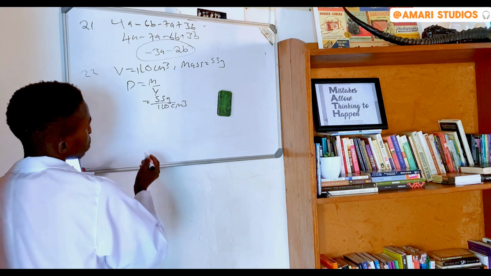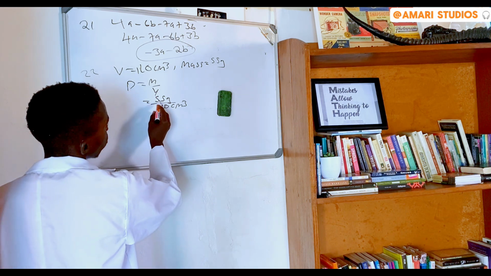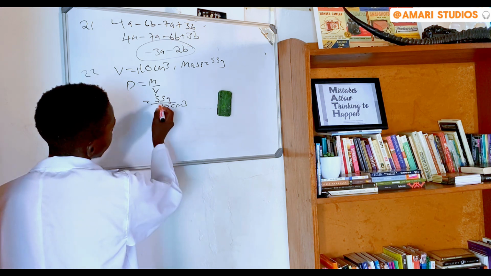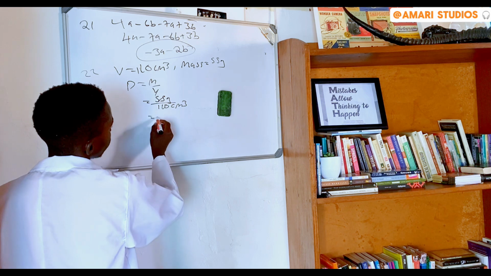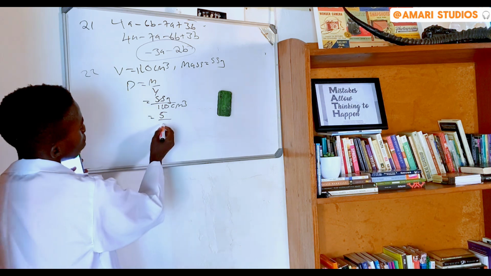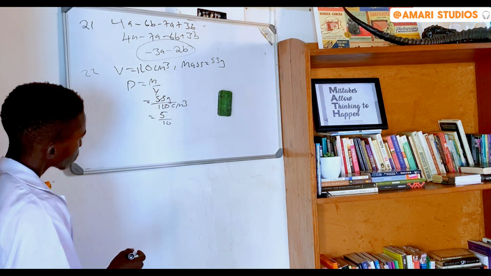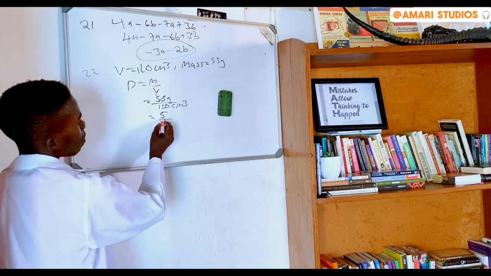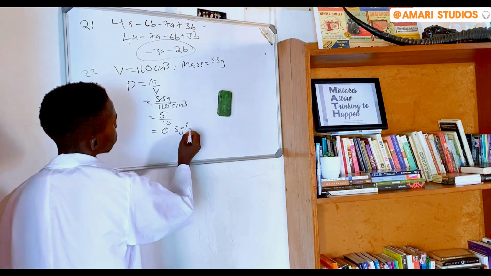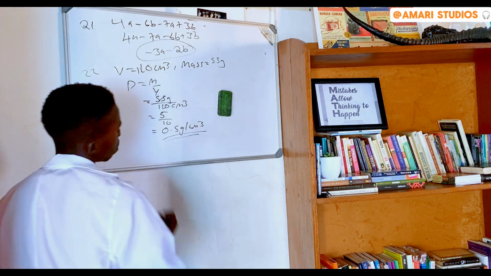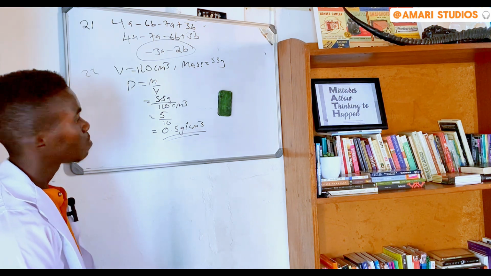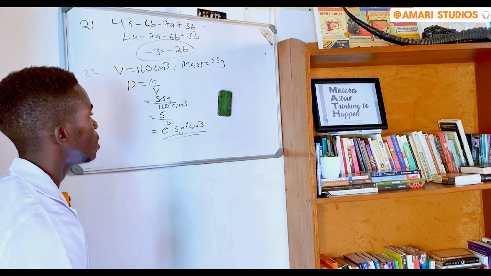Now as you can see, there's a number that can go into both 55 and 110 without leaving a remainder, which is 11. So 11 into 55, you're going to get a 5. Then 11 into 110, you're going to get a 10. Then if you divide these two numbers, you're going to get 0.5 grams per cubic centimeter as your density there. That will be our density if you divide those numbers.